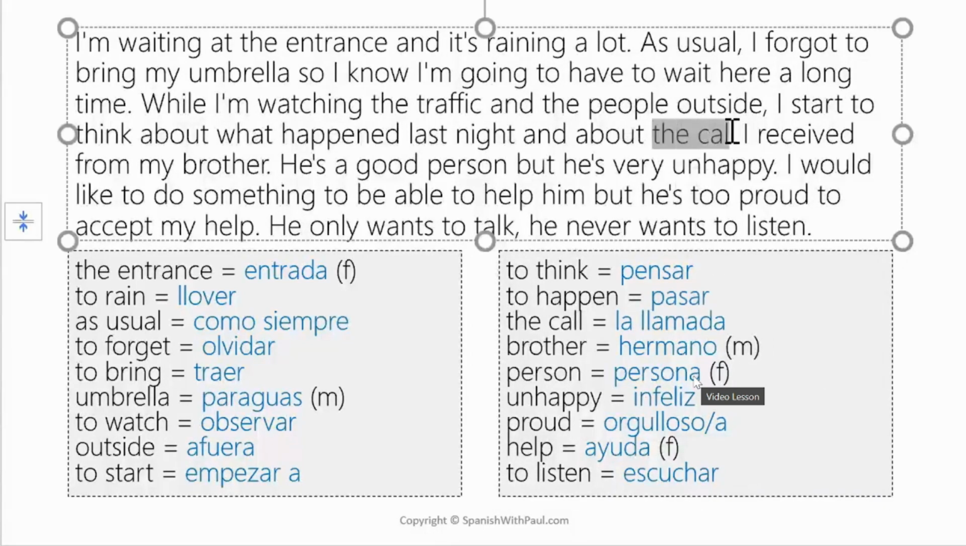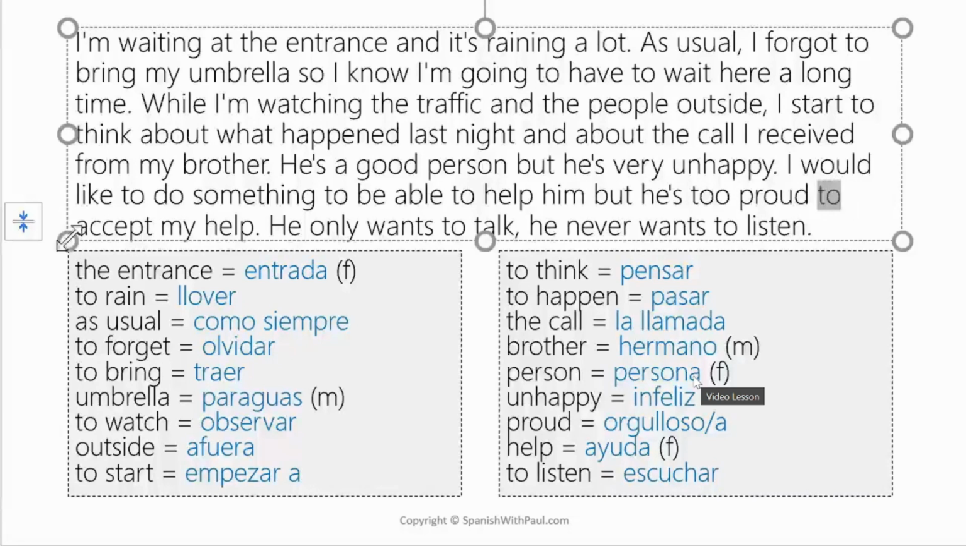Next we have the call, which is la llamada. Easy to remember because we have llamar, to call, and la llamada, the call. Then for brother, it's hermano. If you said hermana, it would be sister. The word for person is persona. And unhappy is infeliz. So feliz, happy, infeliz, unhappy. The word for proud, right here, is going to be orgulloso, or of course, orgullosa, if we were speaking about a female or yourself as a female.